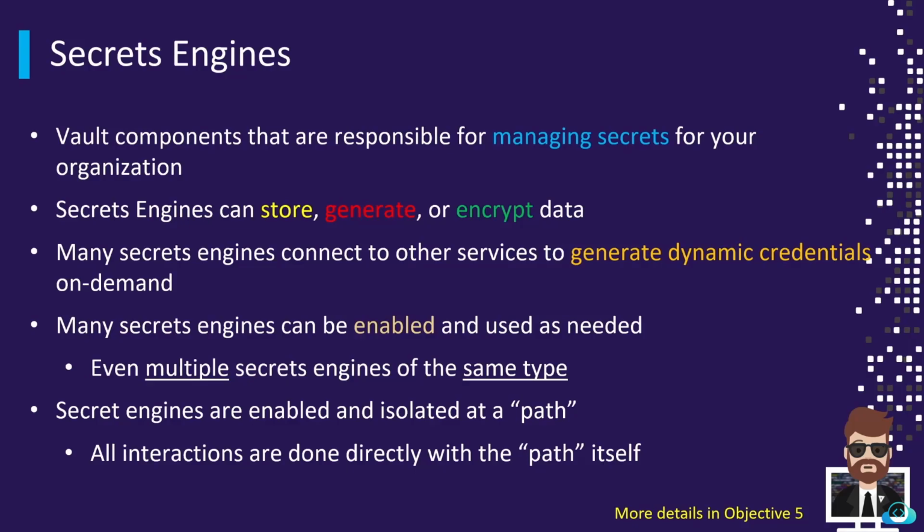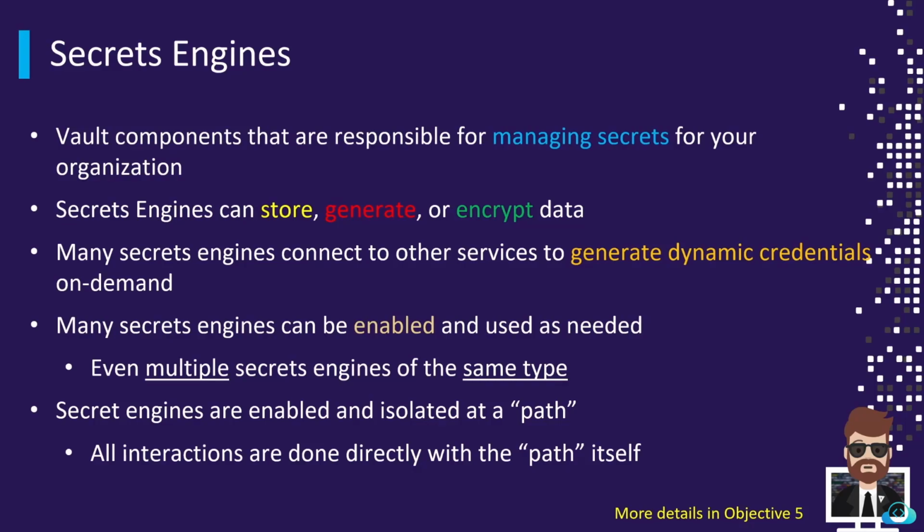Now, secrets engines, again, are Vault components that are responsible for managing secrets for your organizations. Secrets engines can either store, they can generate, or they can encrypt data. Those are the 3 things that secrets engines can do. A lot of these secrets engines can connect to other services to generate credentials on demand. We talked about dynamic credential generation. A lot of times Vault can connect to a backend database or connect to AWS or GCP or Consul or some of these other services to generate credentials against those backend platforms.